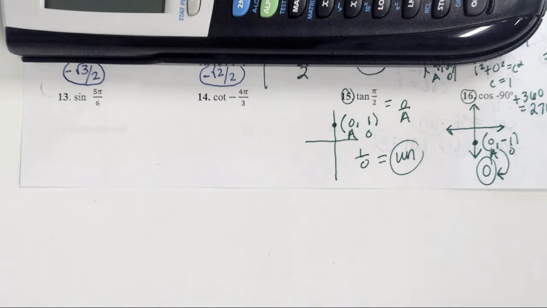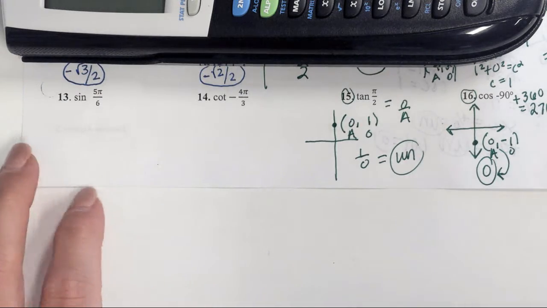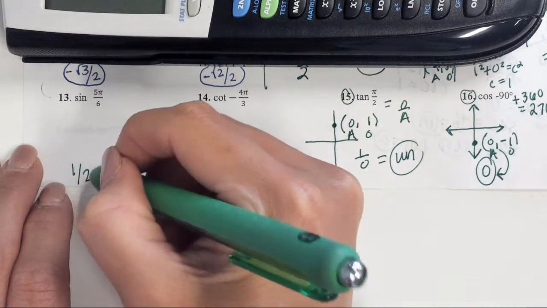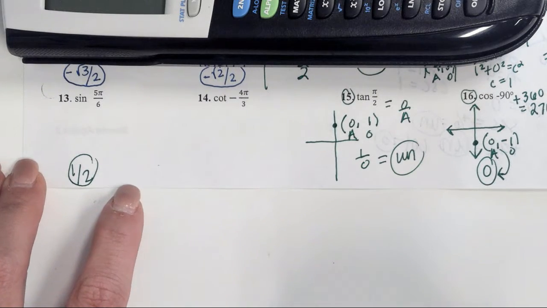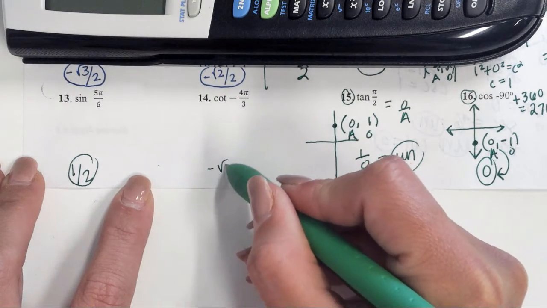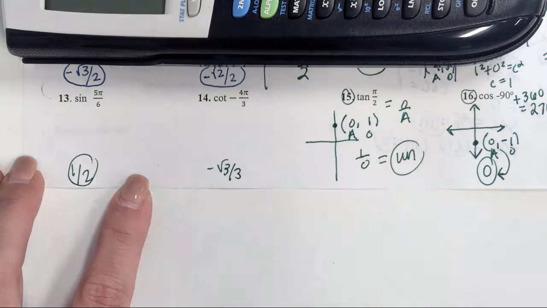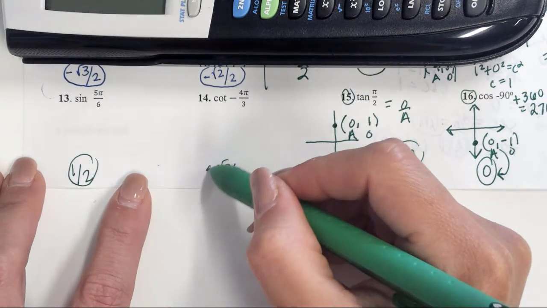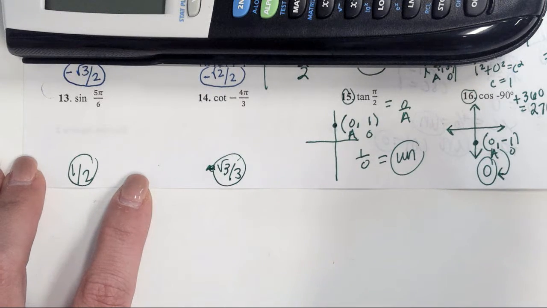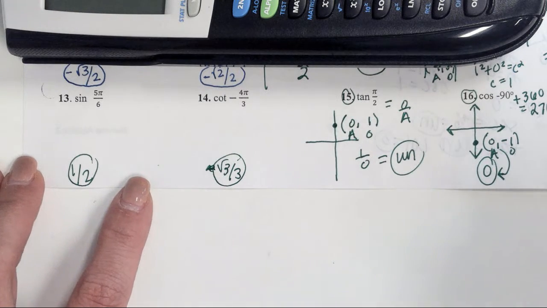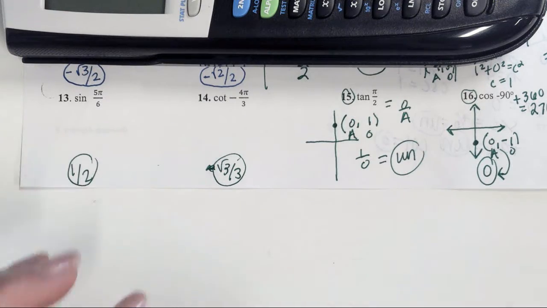Anybody want to share the answer for 13? What'd y'all get? 1/2 is correct. What about number 14? What'd y'all get? Negative square root of 3 over 3? Or positive? Positive, good. Which one do I need to go over? Any of them? Y'all are good? Alright.